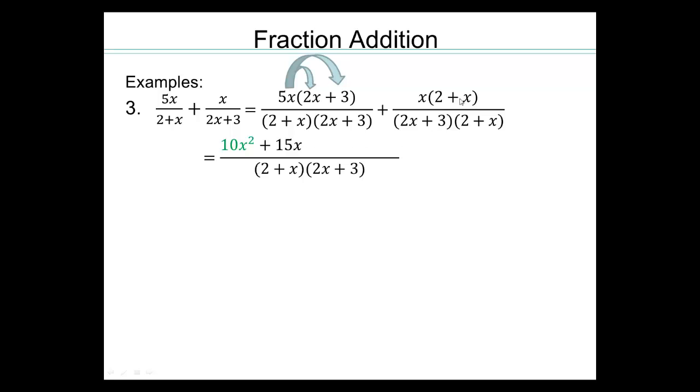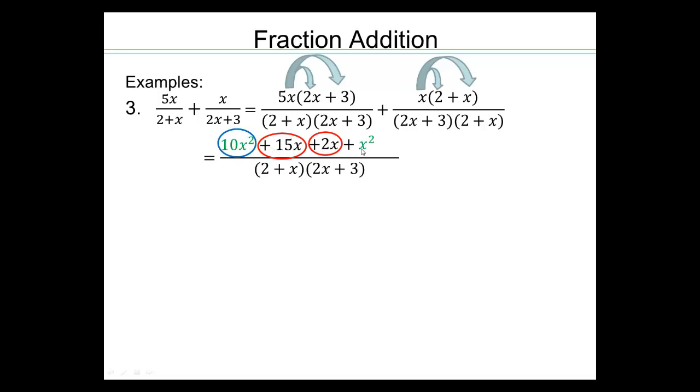So go ahead and finish this second multiplication here. And so if you did that, you should have gotten 2x plus x squared, because x times 2 is 2x, x times x is x squared. Now you want to add like terms. So we have 2x and 15x are like terms. So that will give you a 17x.